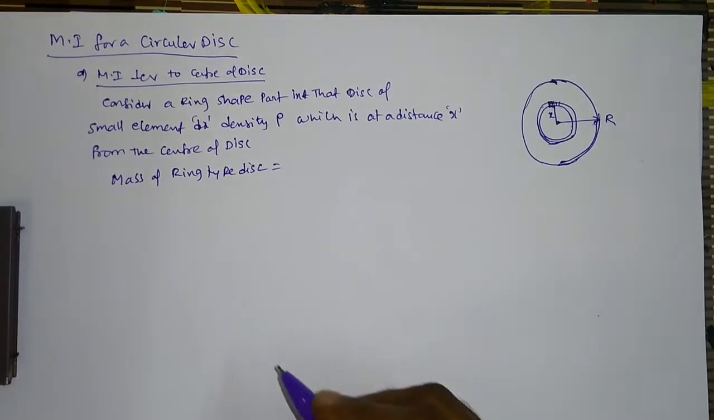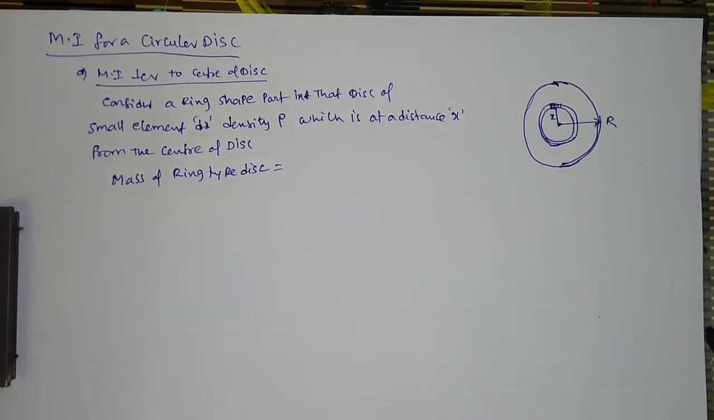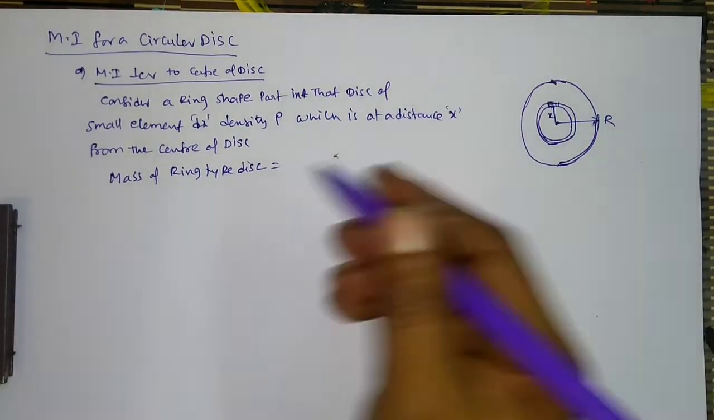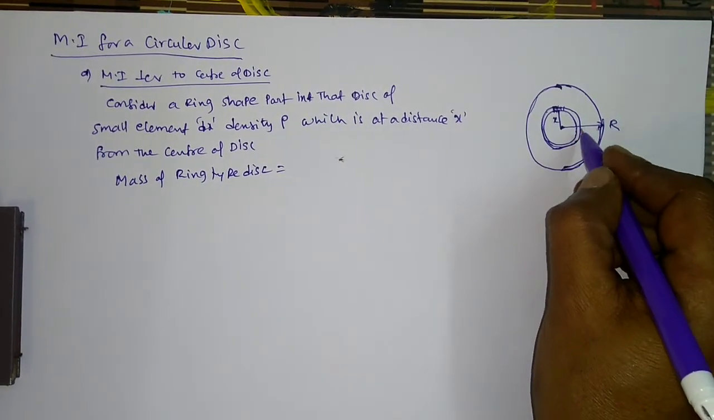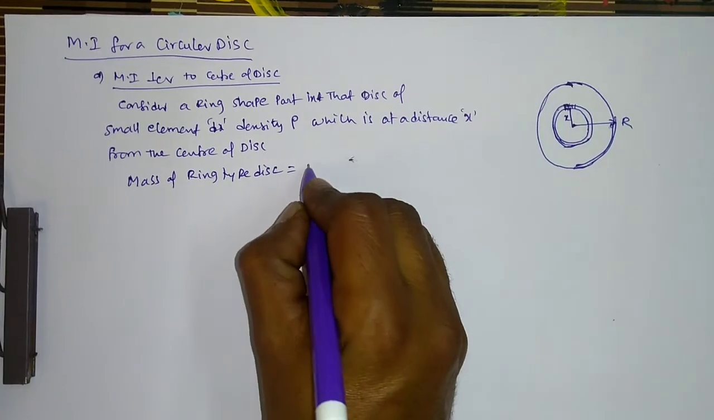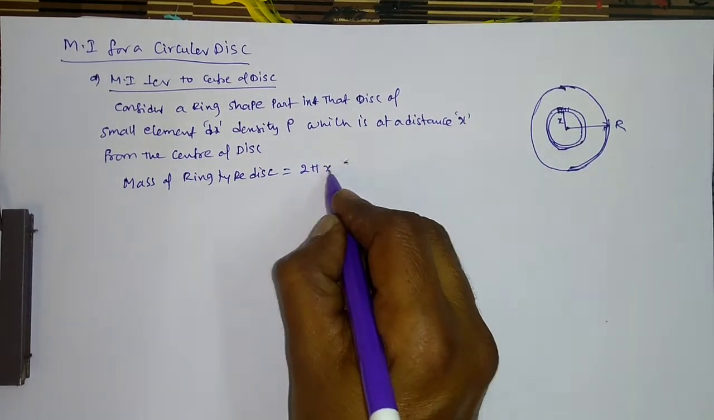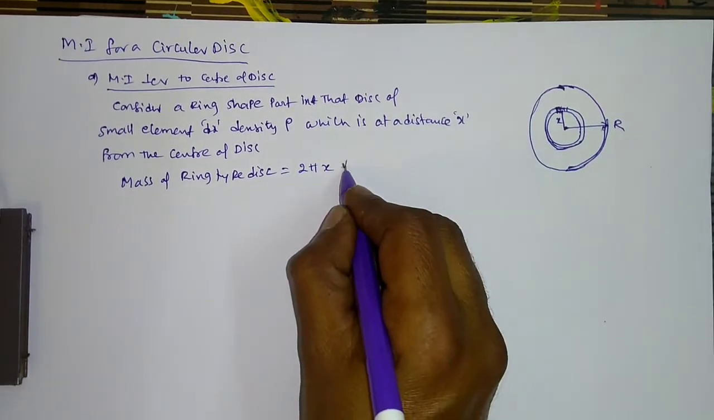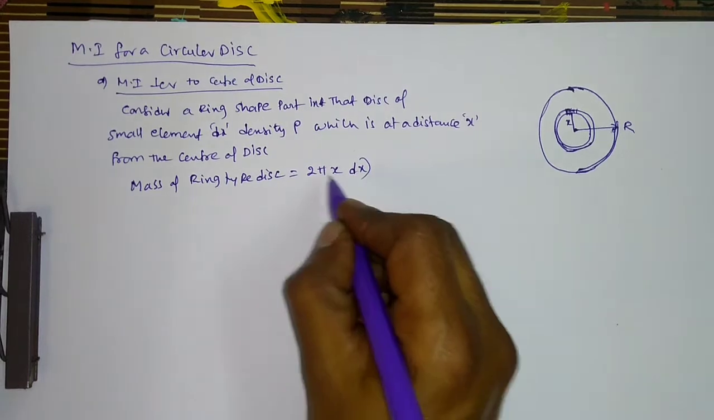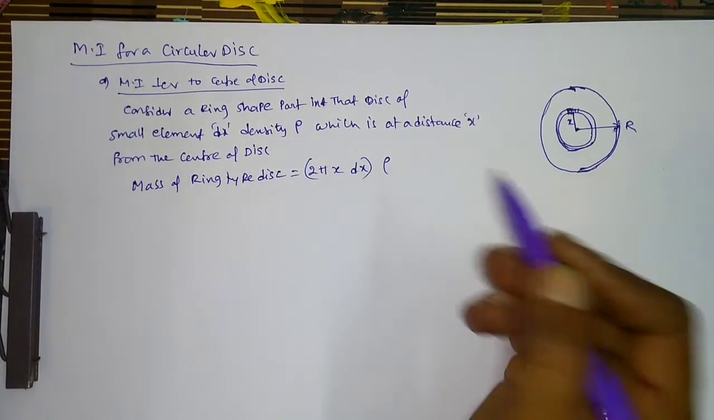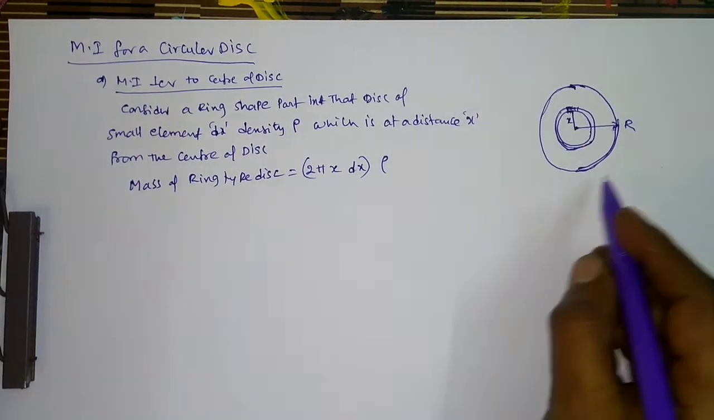As you know, mass is nothing but volume into density. That means this total will be 2 pi r, that is 2 pi x, into the element value dx. This is volume into density rho, as usual.